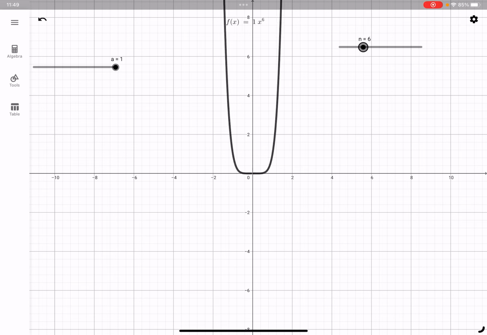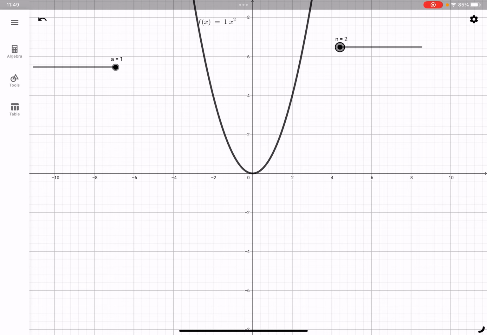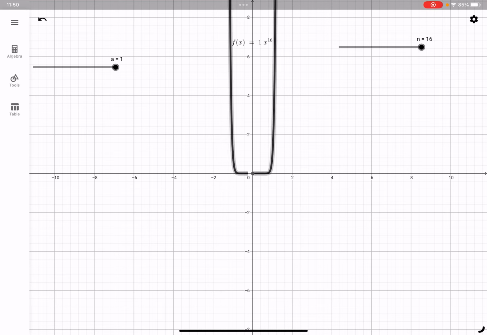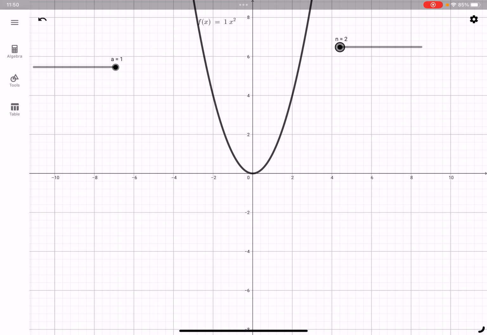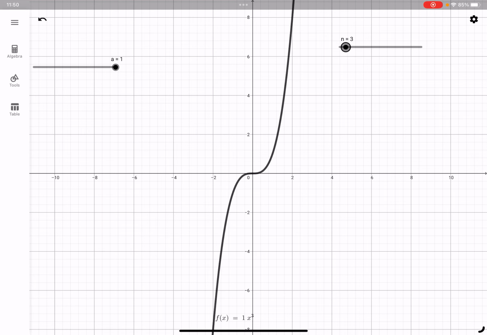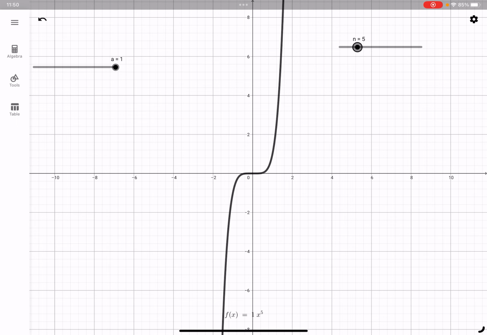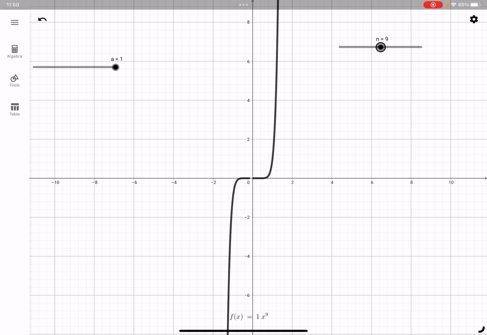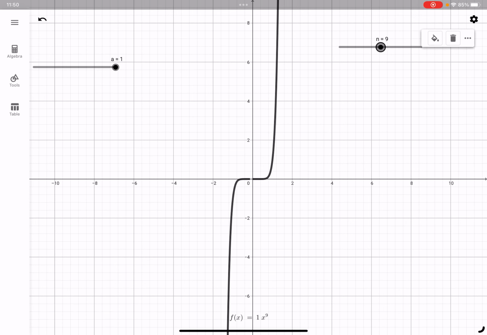So you see the behavior of our function behaves in one of two ways. It creates this U-shaped graph, and the bigger the exponent, the flatter the U looks at the base. Or it creates a modified version of this cubic function, where the higher the exponent, the flatter the cubic function looks around the origin, around the center of this thing.